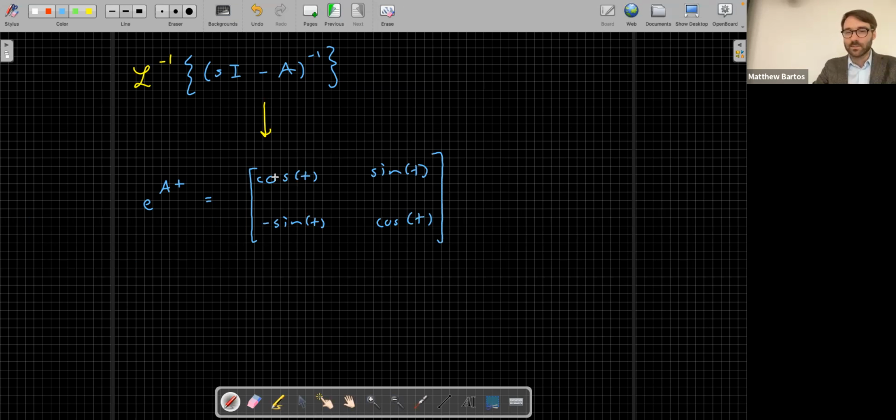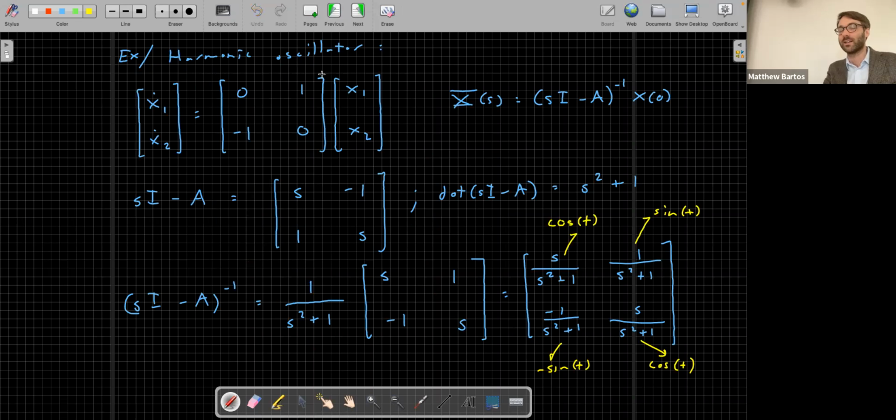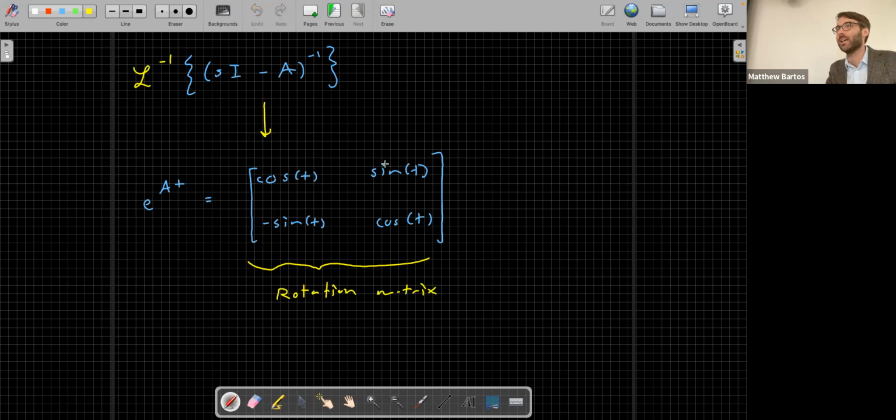Does this look familiar? Okay, what is this? Is there a special name for this matrix? A rotation matrix. So we have the solution to the dynamical system that I gave you, this harmonic oscillator. The time dynamics are given by a rotation matrix. So as t increases, your point, wherever you started, is going to essentially just rotate around the origin indefinitely.